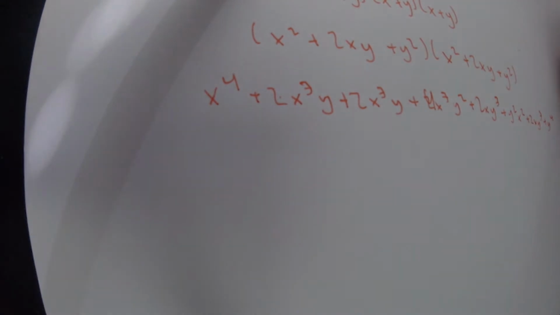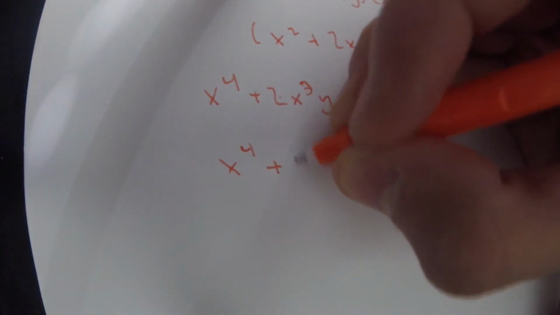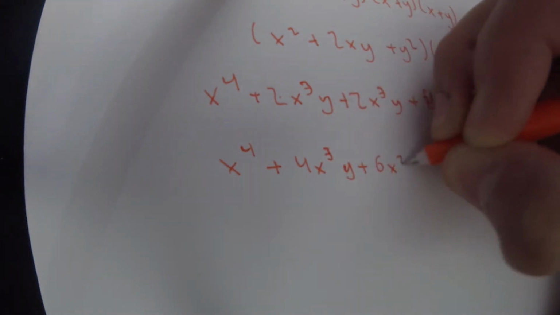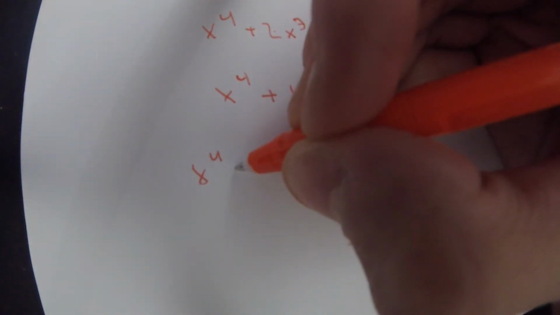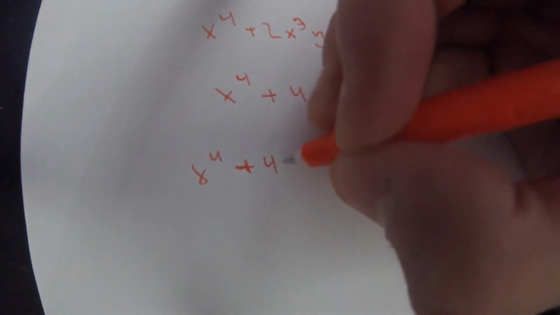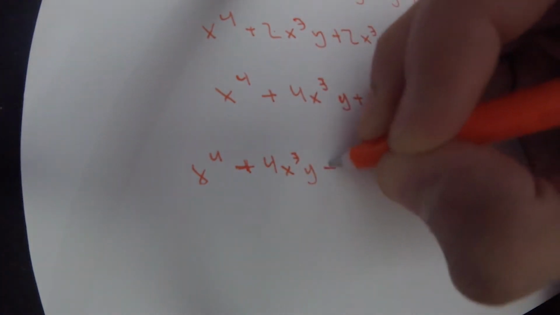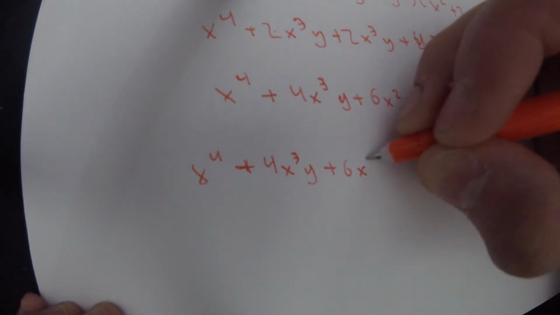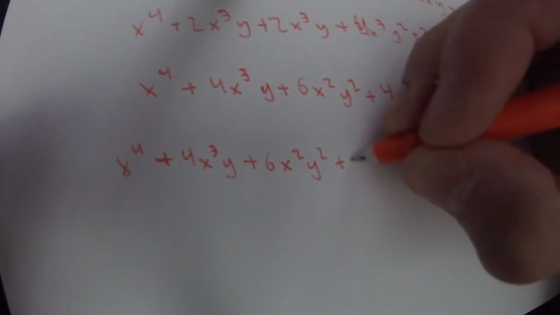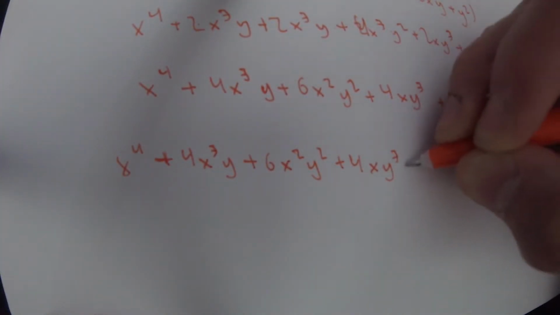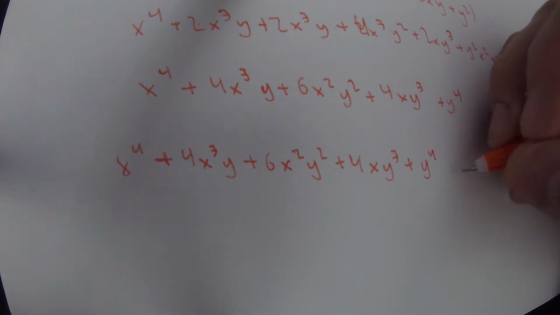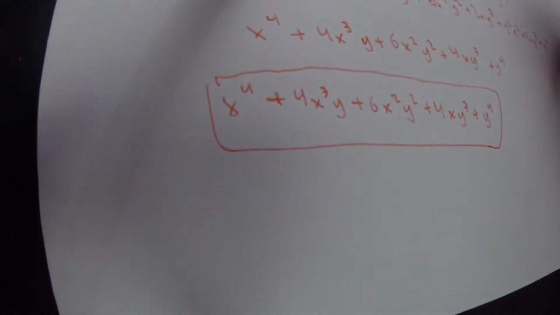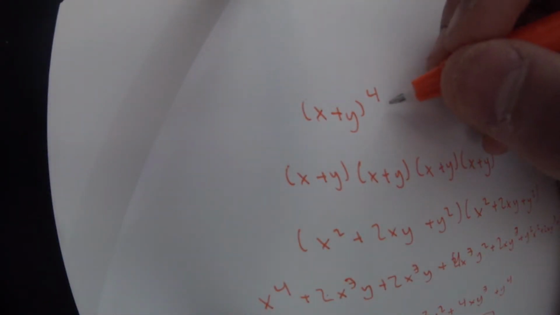This is really long. And then that would become x to the power 4 plus 4x to the power 3 y plus 6x to the power 2 y to the power 2 plus 4x times y to the power 3 plus y to the 4th. So that would be the answer to FOILing out x plus y to the power of 4.